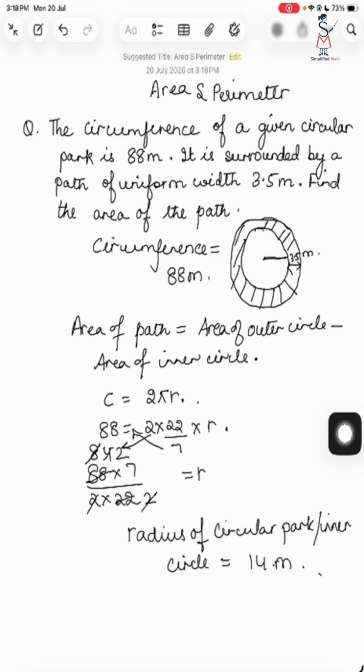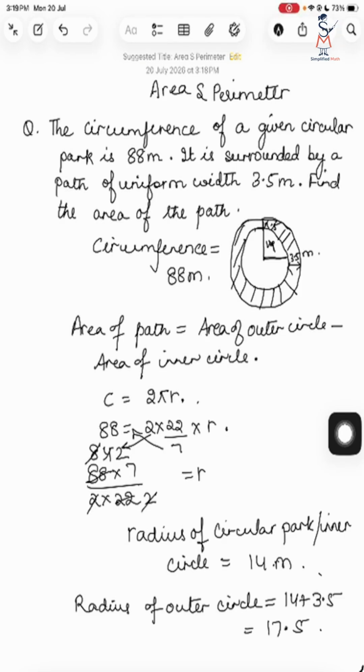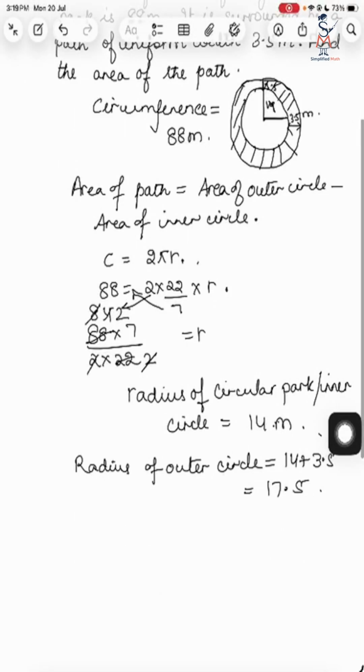Now it is surrounded by a path of width 3.5 meter. So this much is your 14 and this much is 3.5. So what will be the radius of the outer circle? Radius of outer circle will be 14 plus 3.5, right? So this will become 17.5. Now what we have to find? Area of the path. So this is what we have to find.